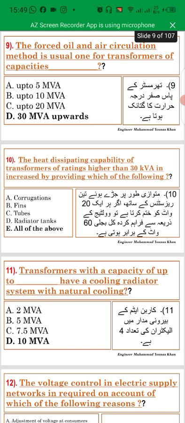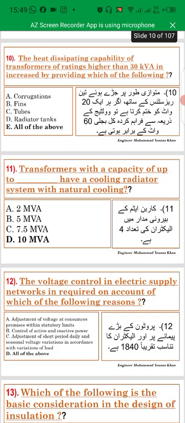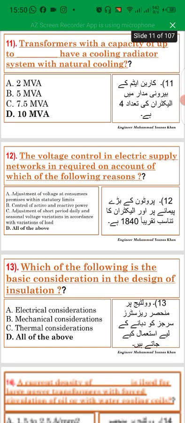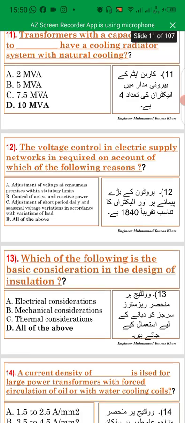The heat dissipating capability of a transformer operating higher than 30 kVA is increased by providing which of the following: corrugation, fans, tubes, radiator tanks. Transformers with capacity of up to 10 MVA have a cooling radiator system with natural cooling. The voltage control in an electric supply network is required on account of which of the following reasons: adjustment of voltage in consumer premises within statutory limit, control of active and reactive power, adjustment of short period daily and seasonal voltage variation in accordance with variation of load.